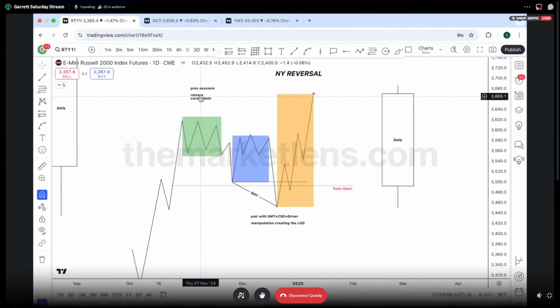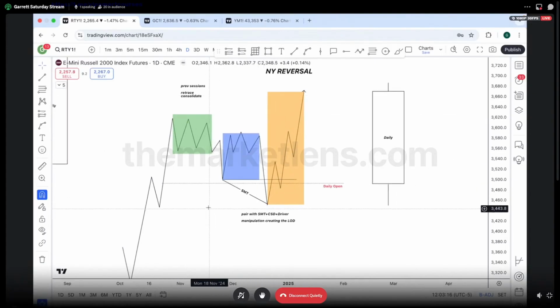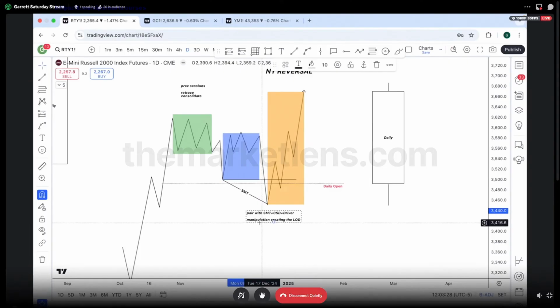Again, either price consolidates post session, or retraces. Another key thing to note is I like to see the manipulation with an hourly swing point. That's how I keep it mechanical and high probability. I like to pair it with an SMT always. You're going to confirm with a CSD, and ideally the manipulation occurs within a driver, or the confirmation to a manipulation is prior to a driver.